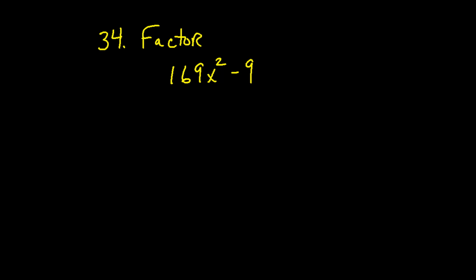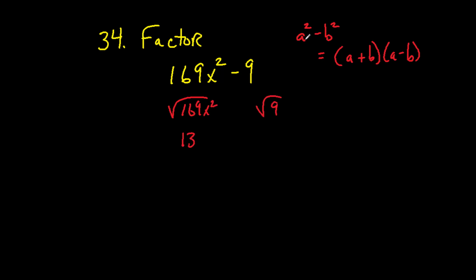Here's another factoring problem. You might recognize this as the difference of two perfect squares. A squared minus b squared always factors into a plus b, a minus b. If we take the square root of 169x squared and the square root of 9, which is 13x and 3, then those will be our a and b's that we plug into this formula. So our final factored answer would be 13x plus 3 times 13x minus 3. Feel free to multiply that out to check it, but that should work.